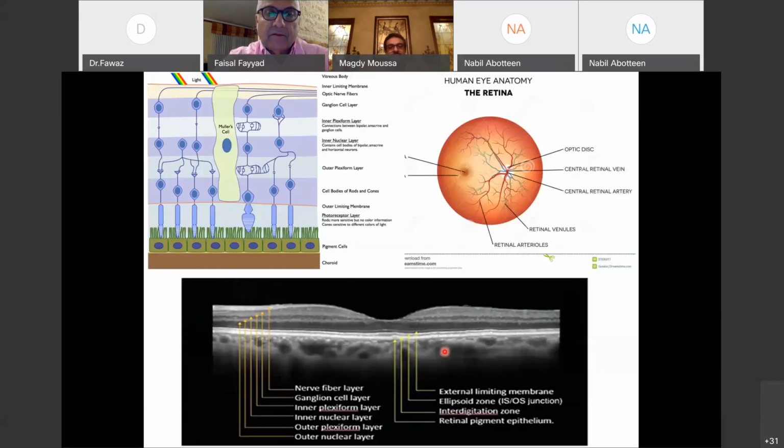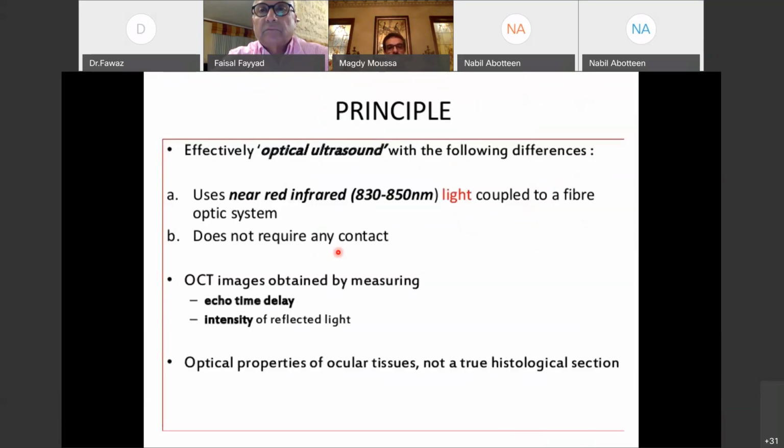As we know, the OCT was the first non-invasive, non-contact imaging modality providing cross-sectional images of the macular area, which is exactly similar to the histological section taken through the tissue of the macula. And the main principle of the OCT is similar to the ultrasound.